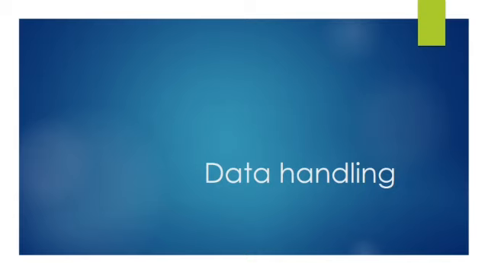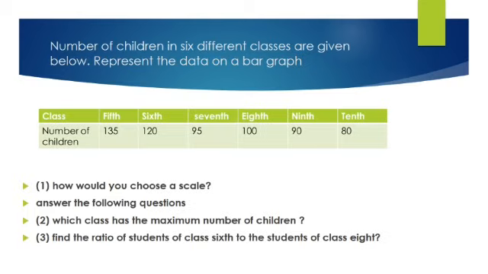Okay, now we are going to discuss some problems in bar graph. It is the third question in your textbook, exercise 3.3. The number of children in 6 different classes are given below. Represent the data on a bar graph. It's very simple. You already learned how to make a bar graph.